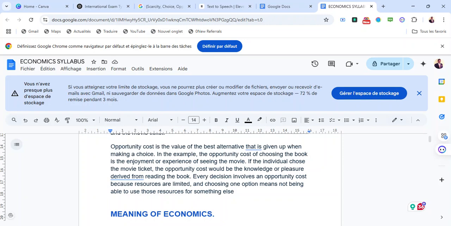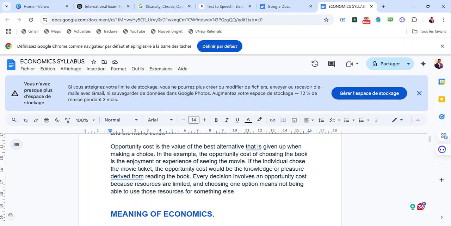So opportunity cost is the value of the alternative that is given up. So the value of that thing that you have given up is actually the opportunity cost. It is an opportunity, it is costly, you have given it up. That is what it's all about.